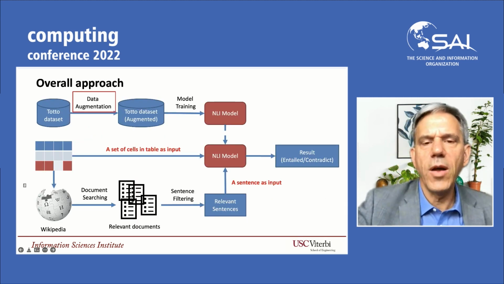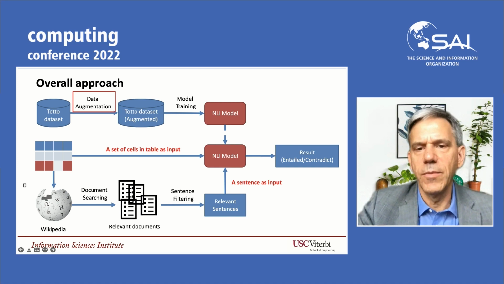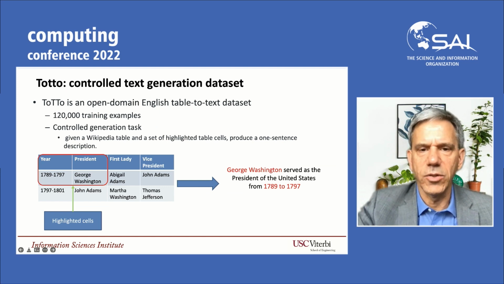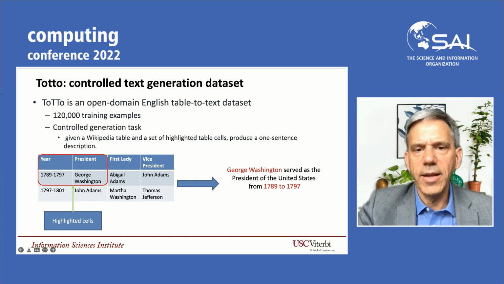Okay, so now let's talk about how we actually create this machine learning model. As I said, we're using this existing data set called ToTTo. This is an open-domain English table-to-text data set. It has something like 120,000 training examples in it. That means that these are examples that have already been vetted, so we know that there's a good mapping between the information in the table and the actual sentence that corresponds to it.